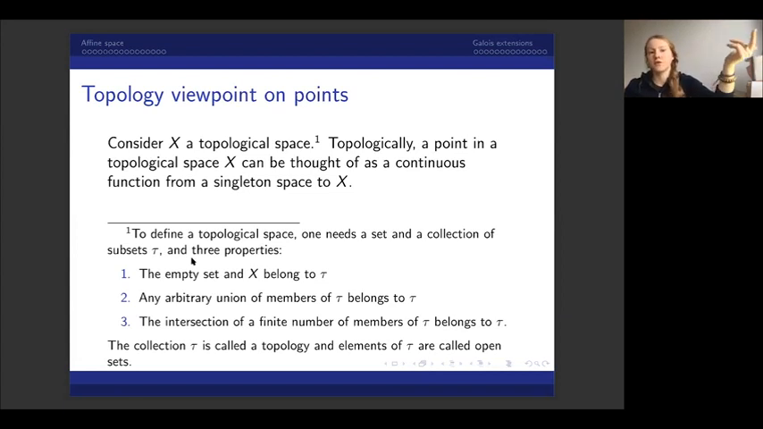First, you need the empty set and X to belong to tau, the collection of subsets. And now you have two more properties concerning union and intersection. For the union, any arbitrary union of members of tau belongs to tau. For the intersection, you have a restriction: you need a finite intersection. So the intersection of a finite number of members of tau belongs to tau again. So here you have a topology. Okay, and so a point is a continuous function from the singleton space to X.